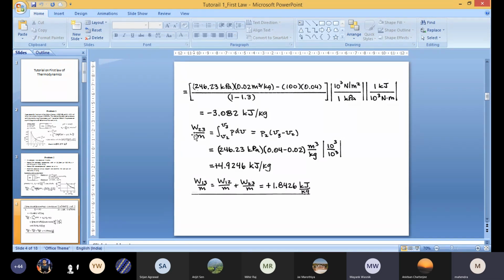Okay, now 2 to 3. 2 to 3 is an isobaric process. For the isobaric process also we have derived a formula, that is P2 (V3 minus V2). Through that we have calculated this. So the net work, both the processes we are adding. Once you add both, this is the value we are getting.